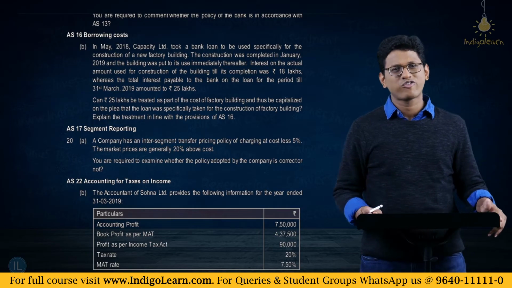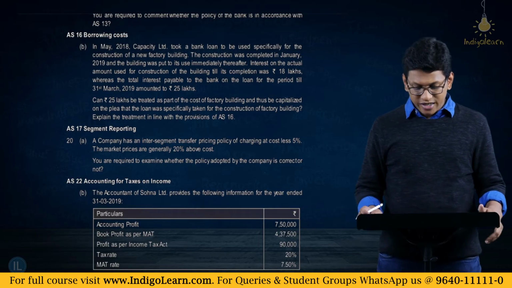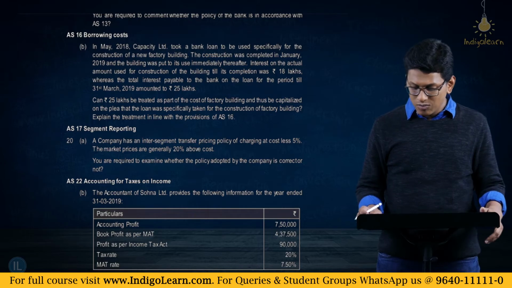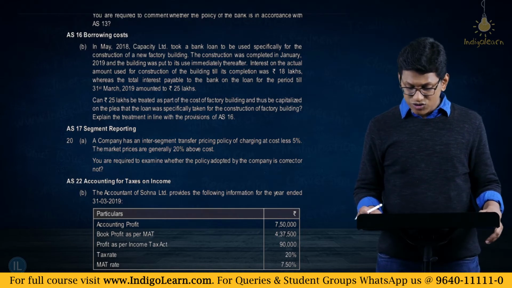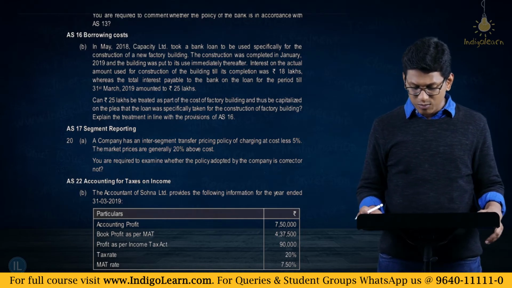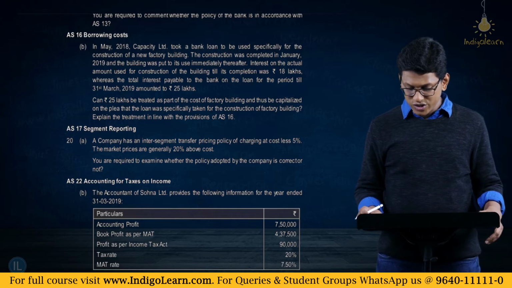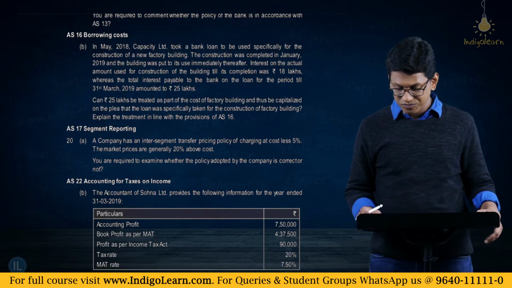Now let's look at a question from AS 16, borrowing cost. In May 2018, Capacity Limited took a bank loan to be used specifically for construction of a new factory building. The construction was completed in January 2019 and the building was put to its use immediately thereafter.